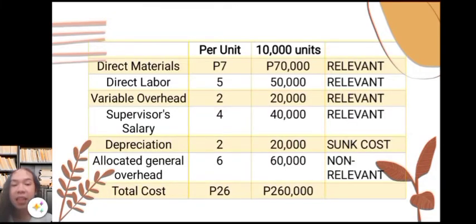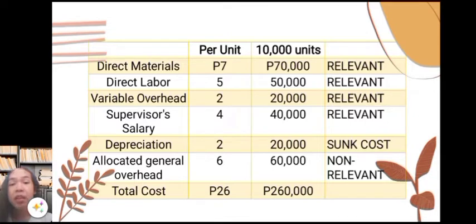So, sa given data kanina, we have the direct materials, direct labor, variable overhead, tsaka supervisor salary considered as relevant costs because these costs are avoidable costs. Why do I say so? Because if we're gonna buy from outside supplier, we can avoid incurring these expenses instead of making on our own. So these are avoidable costs, and we all know that avoidable costs are relevant costs.